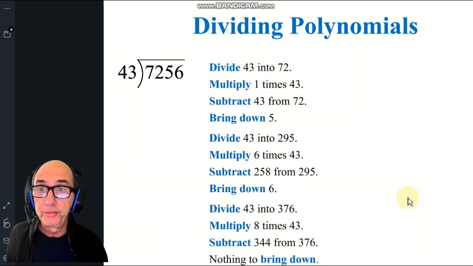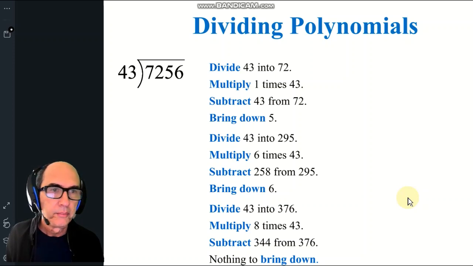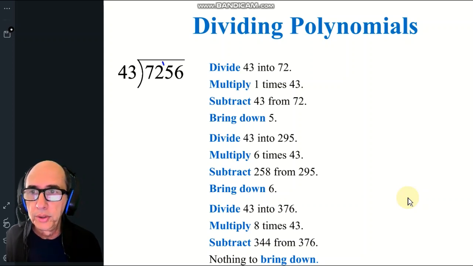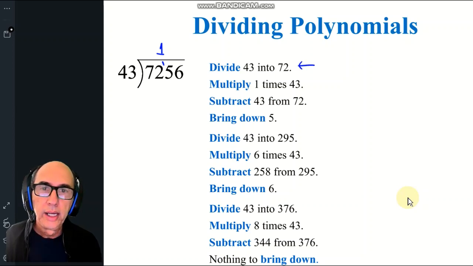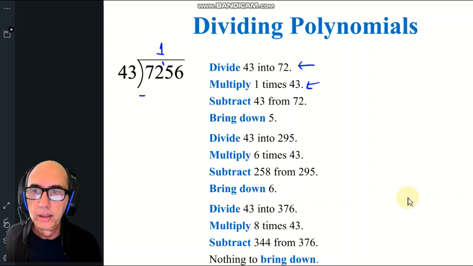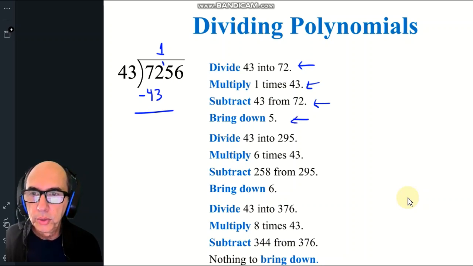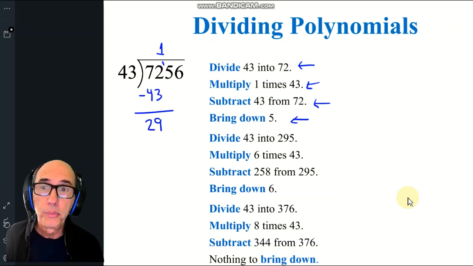Think about dividing numbers. Okay, this is just a revision on how to divide numbers. Let's review how to divide numbers. 7,256 divided by 43. We're going to get 72 divided by 43. The answer will be 1. Now we multiply 1 times 43, 43, and we subtract from 72. 72 minus 43, 12 minus 3, 9, 6 minus 4, 2. Great. Now bring down 5.